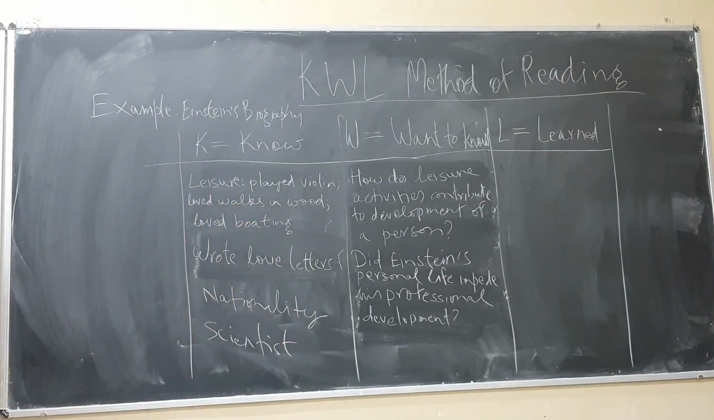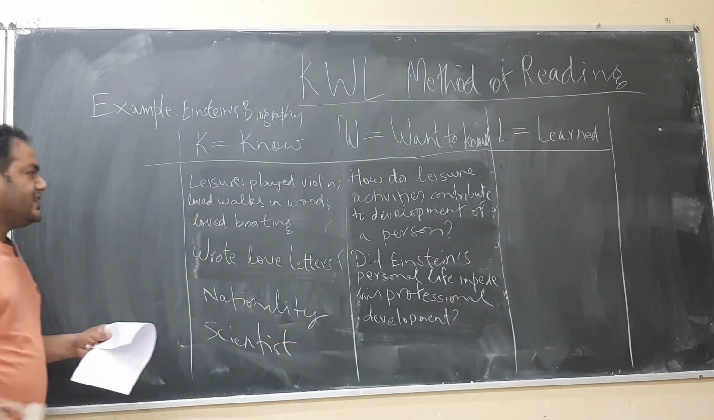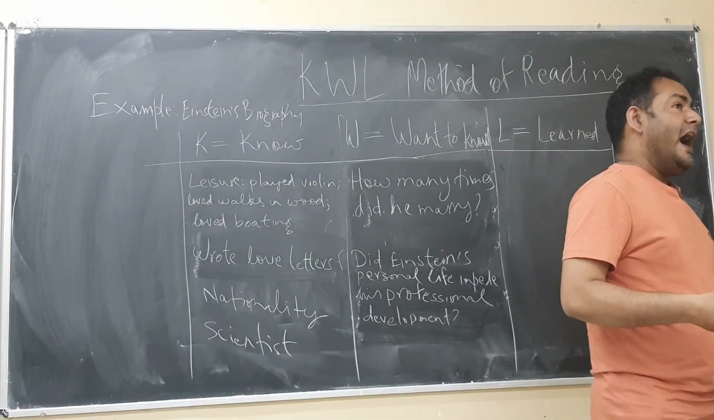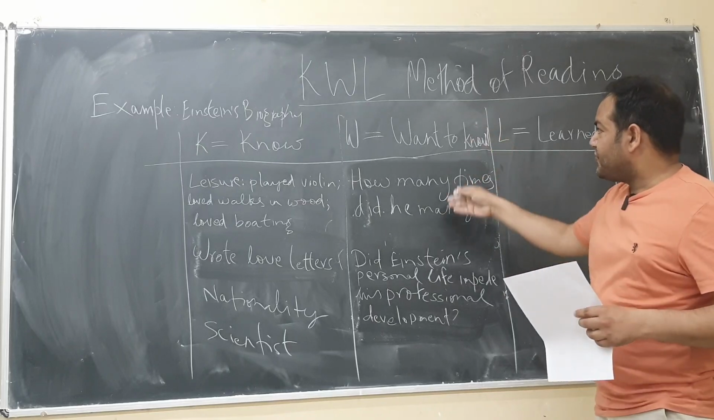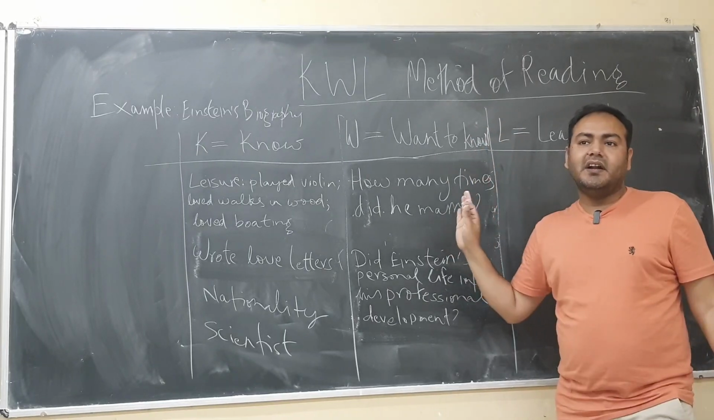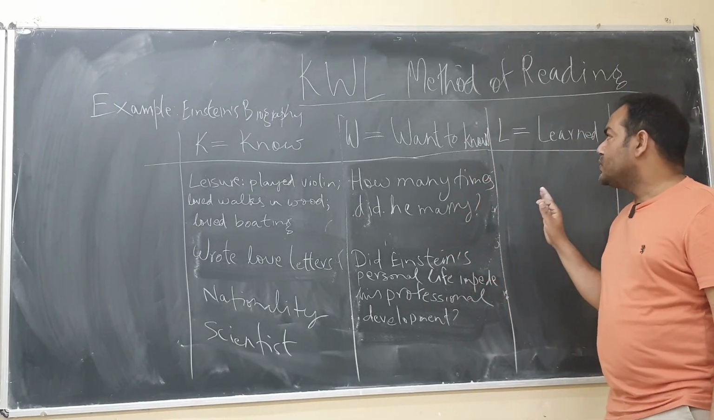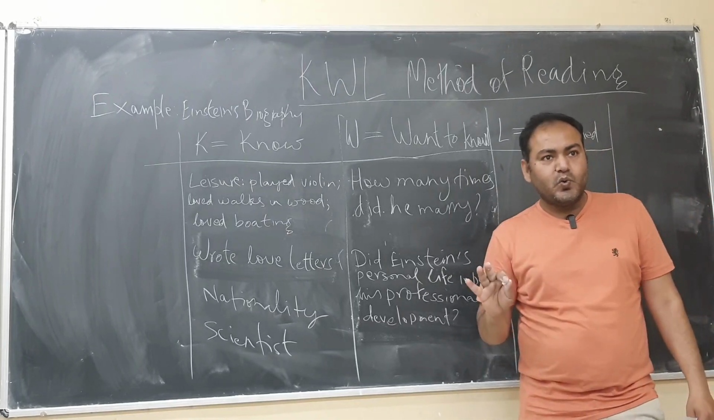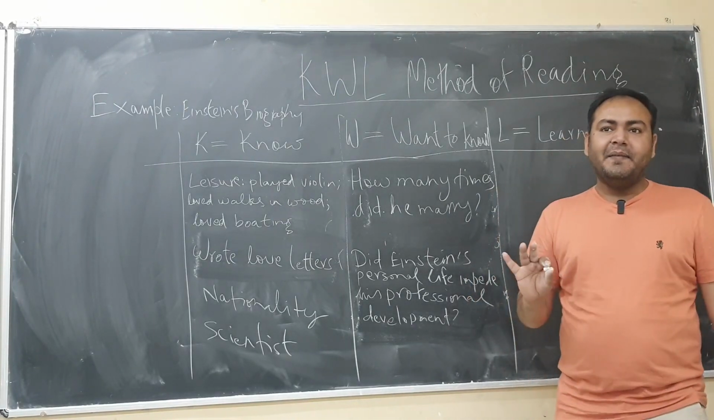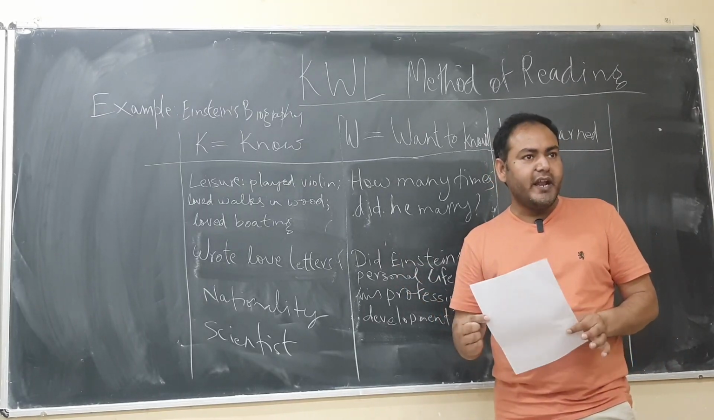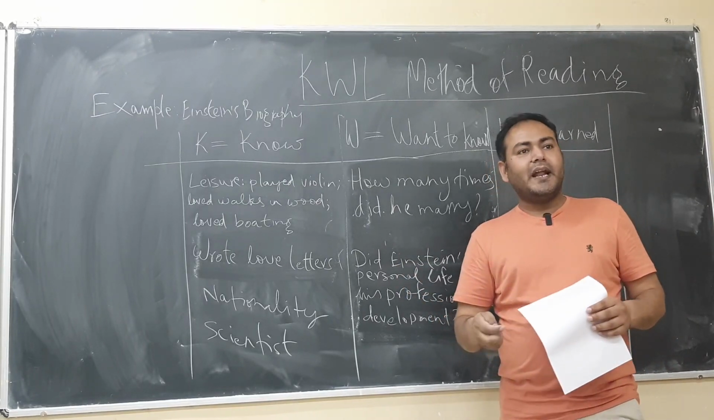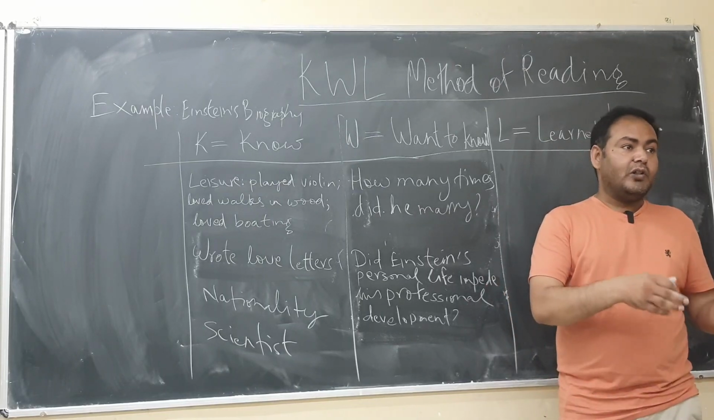Another question that I would like to know as far as Einstein's life is concerned is this: how many times did Einstein marry? So all these questions that I have asked in the W section, in the want to know section, all these questions are sometimes related to the given topic that I am supposed to read and comprehend, and sometimes perhaps they are not also related to it.